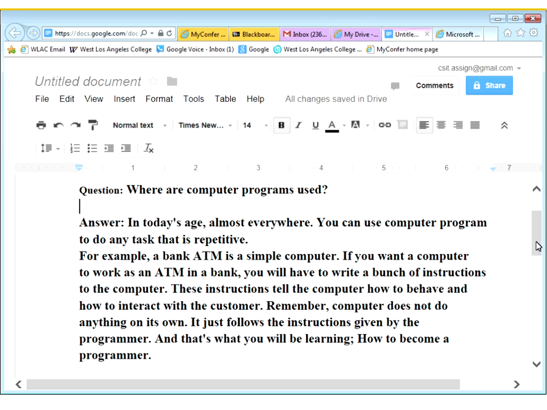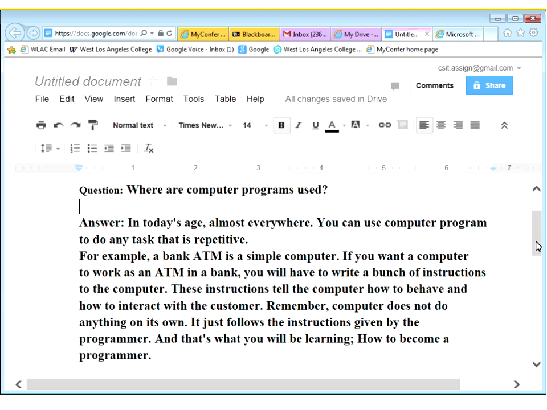If you want a computer to work as an ATM in a bank, all you have to do is write a bunch of instructions to the computer. These instructions tell the computer how to behave, how to interact with the customer. Remember, a computer does not do anything on its own. It just follows the instructions given by the programmer. And that's what you'll be learning, how to become a programmer.